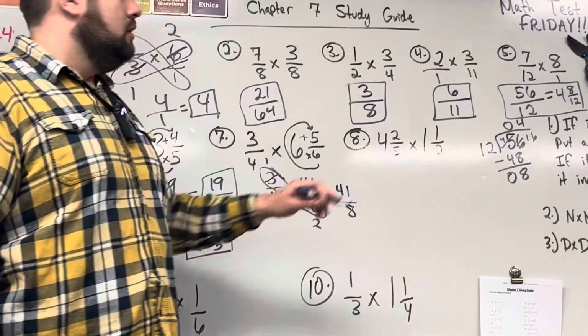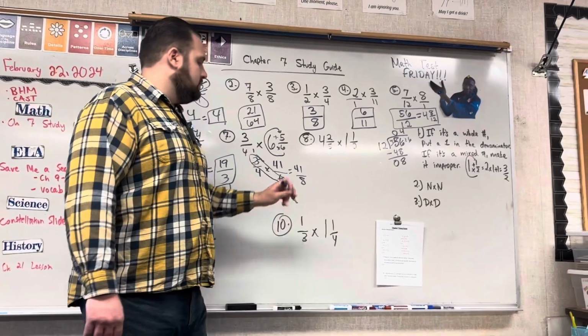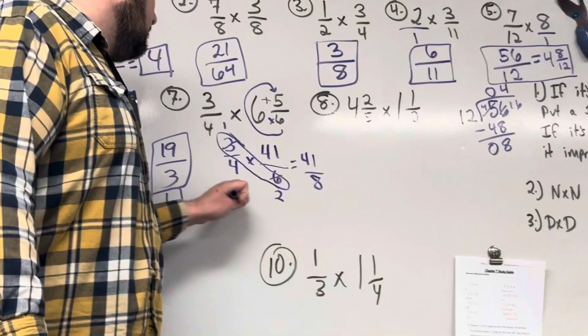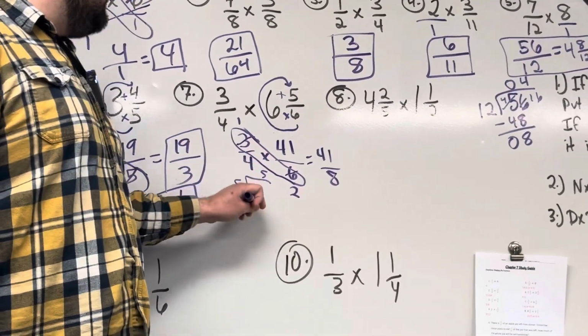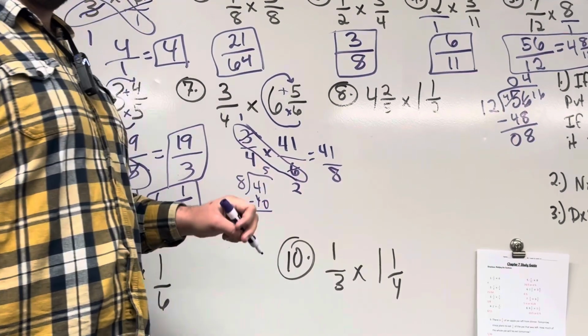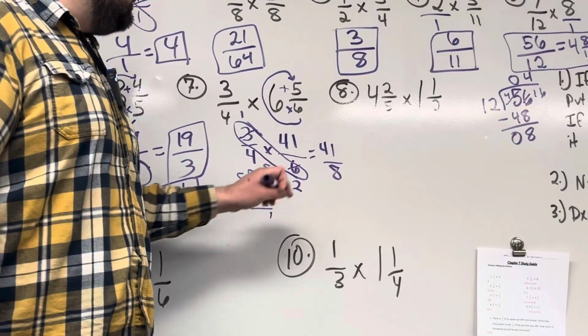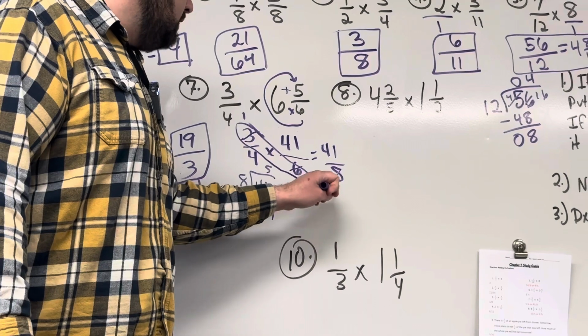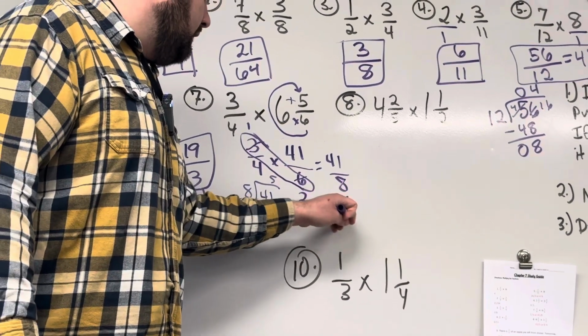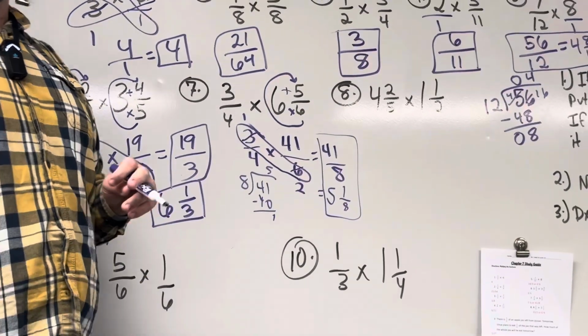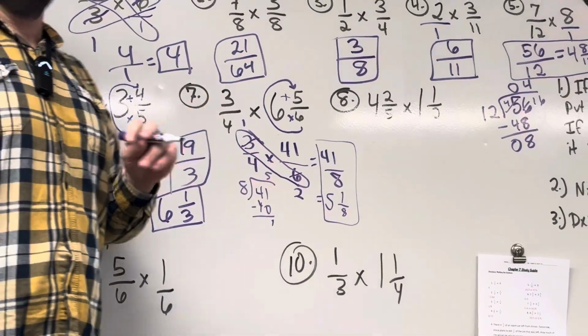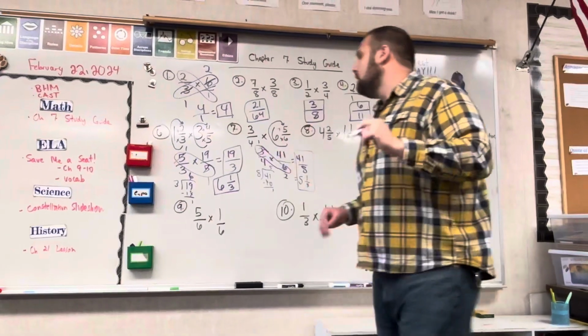Okay? 41 over 8 can be your final answer, or you can make it into a mixed number. I know 8 goes into 41 5 times. 8 times 5 is 40. 41 minus 40 is 1. That's your numerator. Okay? So you say 5 and 1 over 8. Both of these are fine. I don't care which one you want to do. If you don't want to do that extra step, fine. You don't have to worry about that till grades 6 and 7 and 8. Okay?